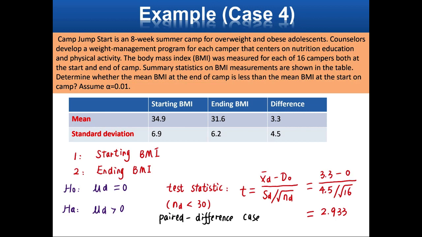So the mean is 3.3 and the standard deviation is 4.5. The sample size is 16. So the result is 2.933. And because the sample size is smaller than 30, we need to use the t-table. If the sample size of the difference is bigger than 30, you can use the z-table instead.